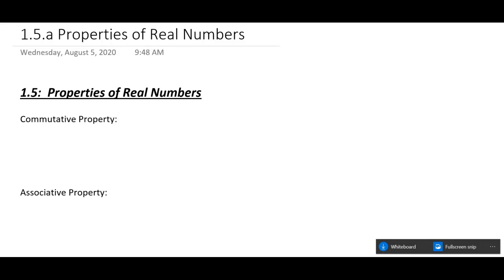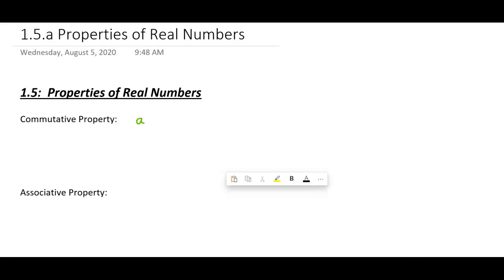In 1.5, we're going to talk about properties of real numbers and how we can apply those to help us. So we have the commutative property of addition, and it says A plus B is equal to B plus A. Or in other words, it doesn't matter what order the terms are written in when you're adding them. You can switch their order, and it doesn't affect anything.